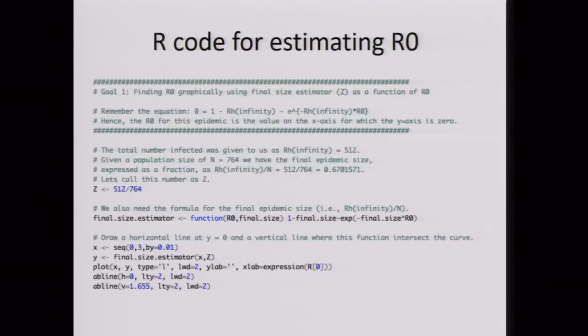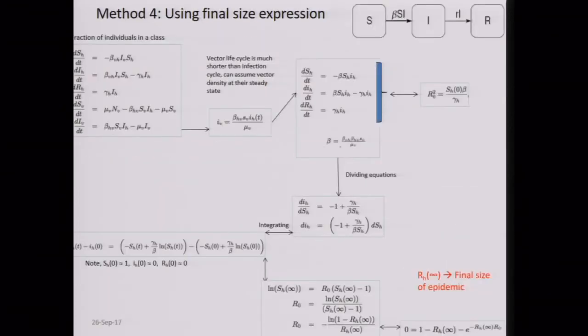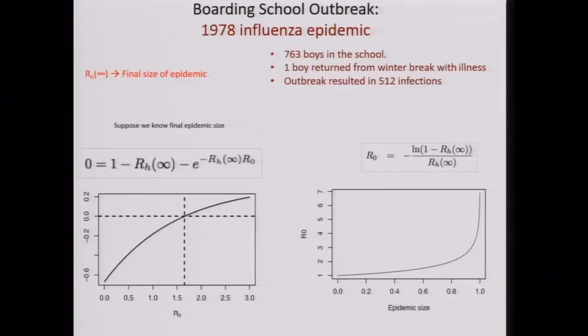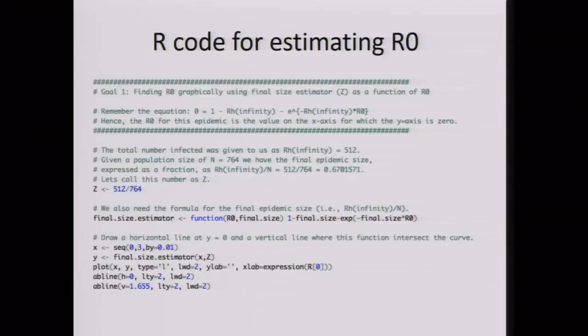This is the code I have for computing the final epidemic size. You look at this formula, 1 minus final size minus exponential of minus R naught times final size, and this is the same formula that you have here. So I'm using the same formula to understand the relationship between final epidemic size and R naught.